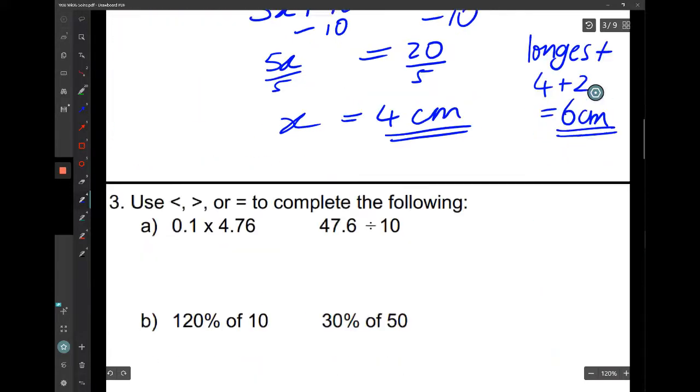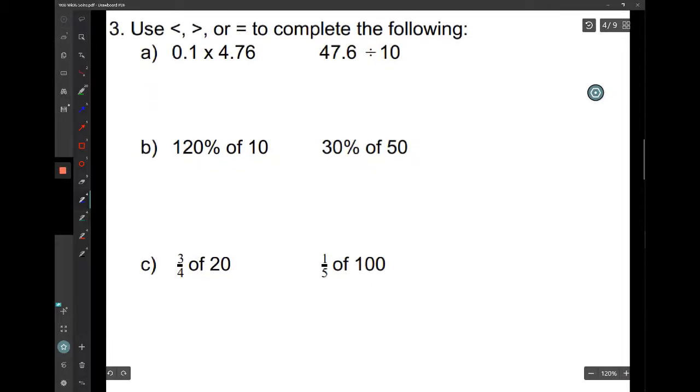Okay, next question. Use the inequality signs or equals signs to complete the following. So 0.1 times 4.76. So 0.1 is 1 over 10, same as dividing by 10, which means you get 0.476. And this is also being divided by 10, so you get 4.76. You can see that this is smaller than that, so your arrow is going to go that way.